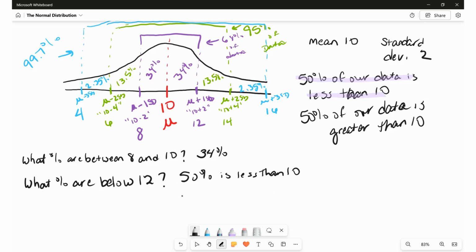Okay. And then we know that we have 34% between 10 and 12. Therefore, 84% of our data are less than 12. Okay. So let's pause here and come back with looking at some z-scores.